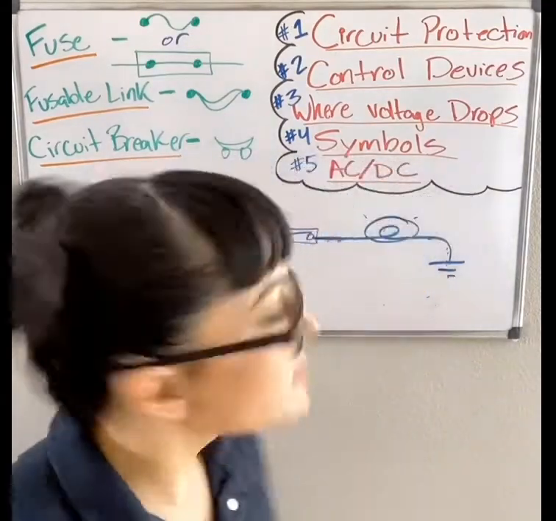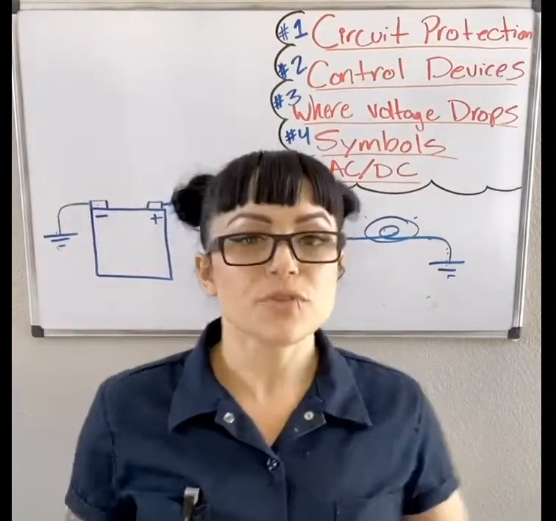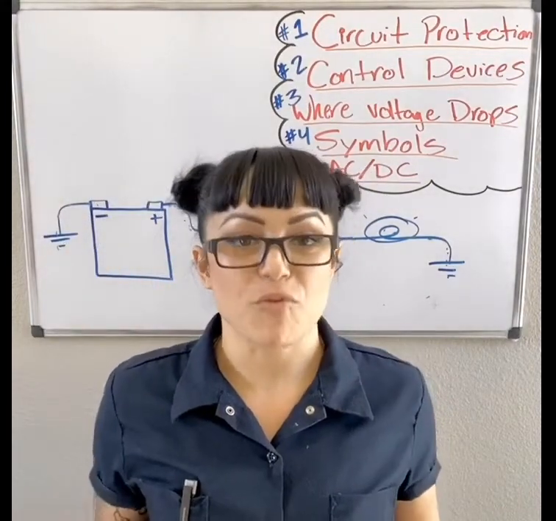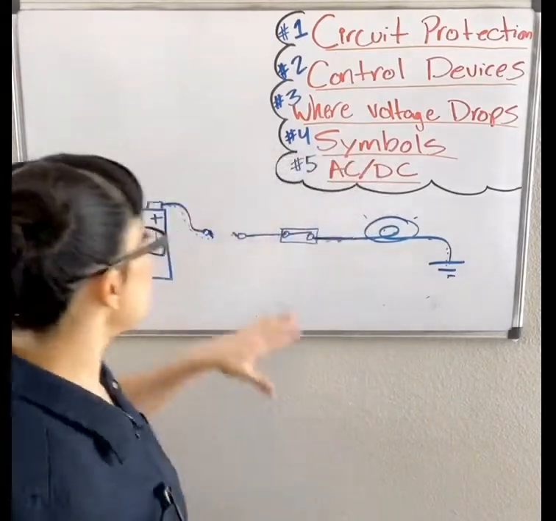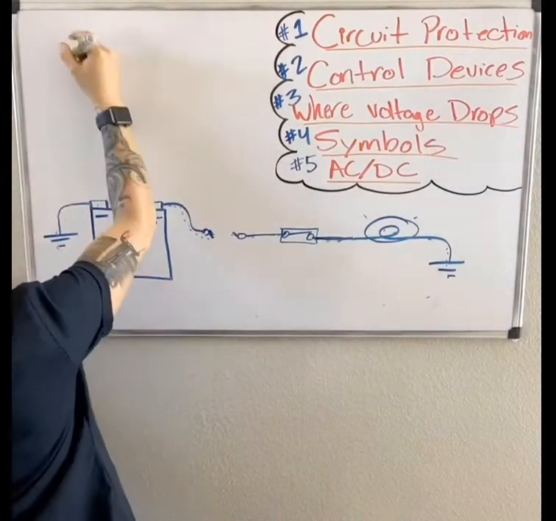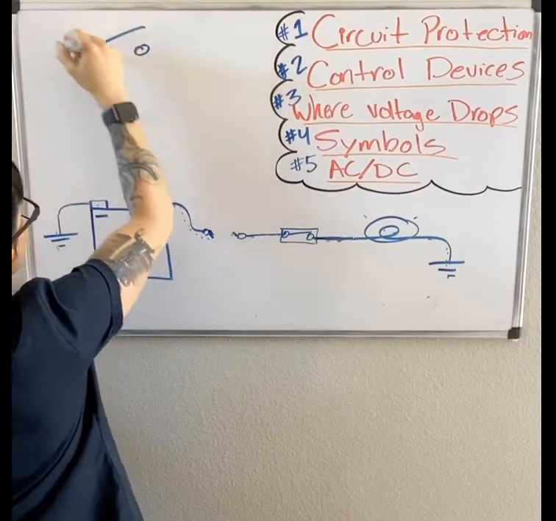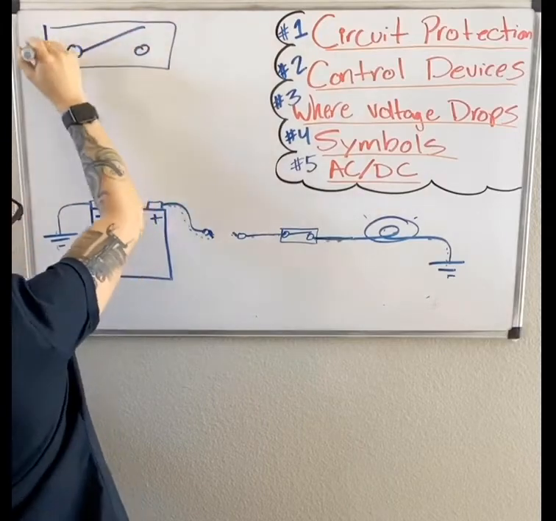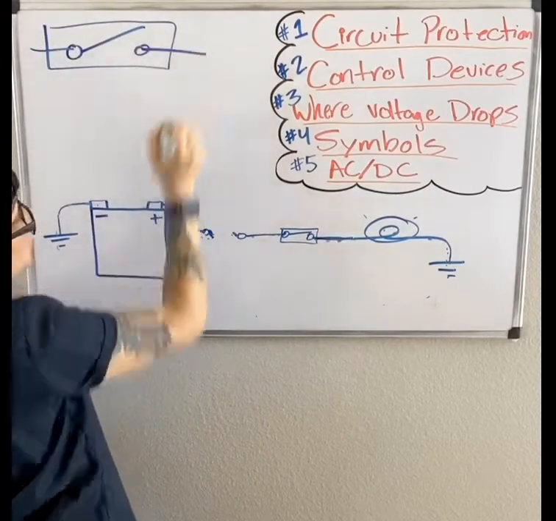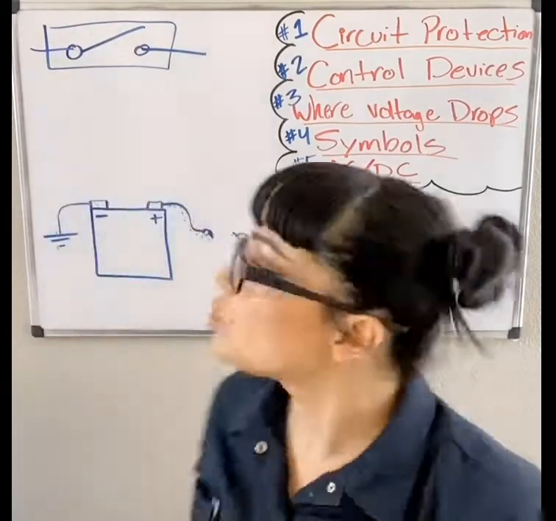The next on our list is control devices. A control device is a fancy term for a switch. Right here, I've got these tiny symbols, so I will draw a larger symbol. Your switches will generally look something like this. We've got a connection in and a connection out. Single pole, single throw switch, toggle switch.